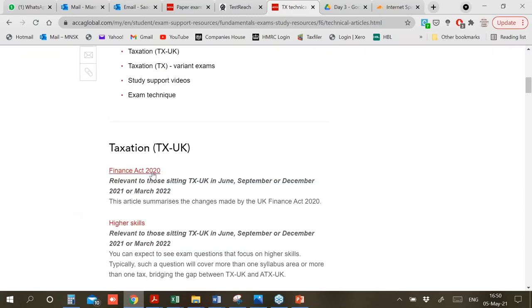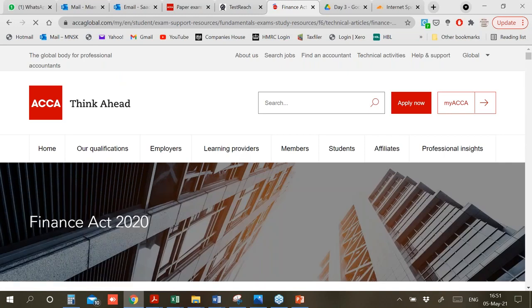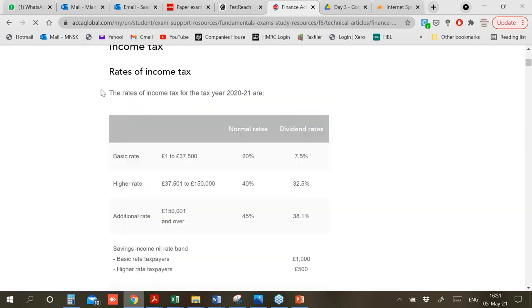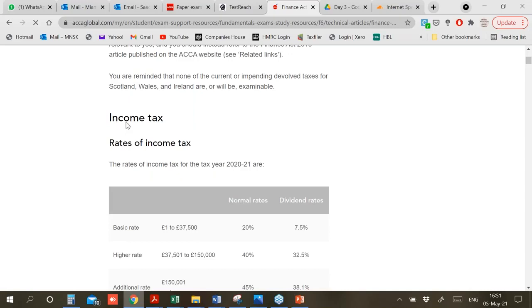On top of that, you have the Finance Act 2020 article, which I especially recommend to repeaters, because it tells you the chapter-wise changes. What are the changes in income tax? What are the changes in capital gains tax? Then the remaining part of the syllabus.